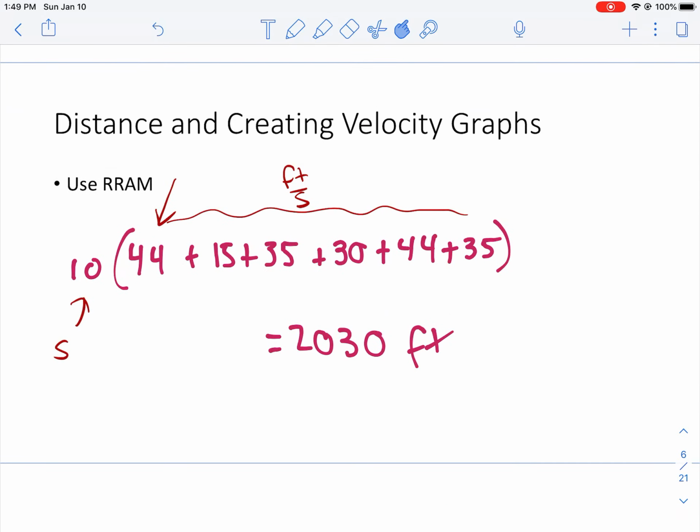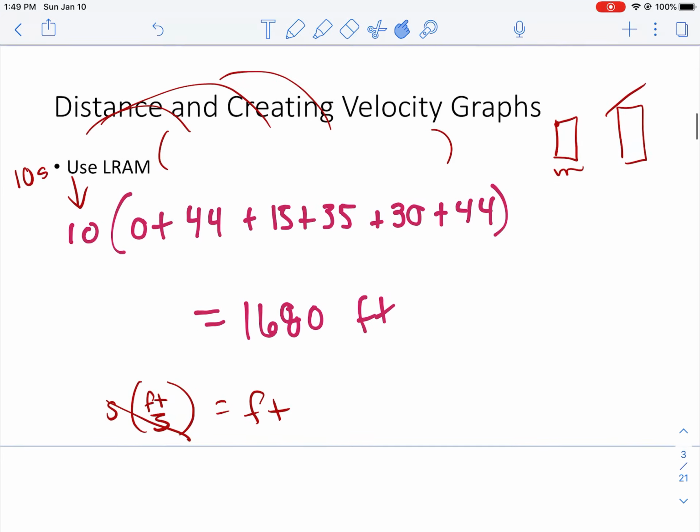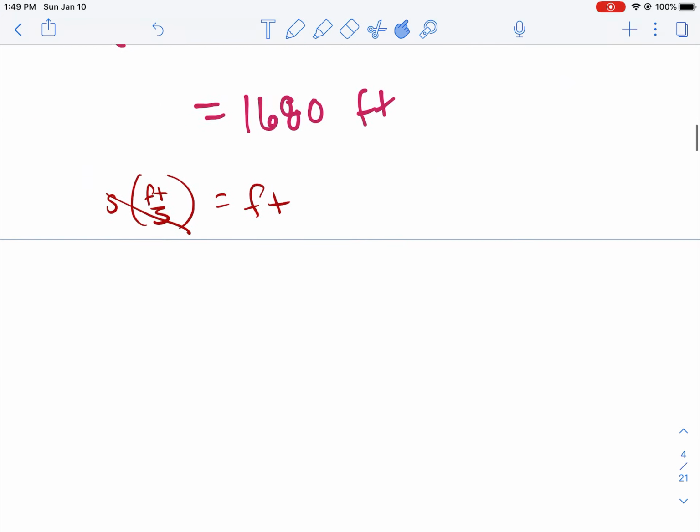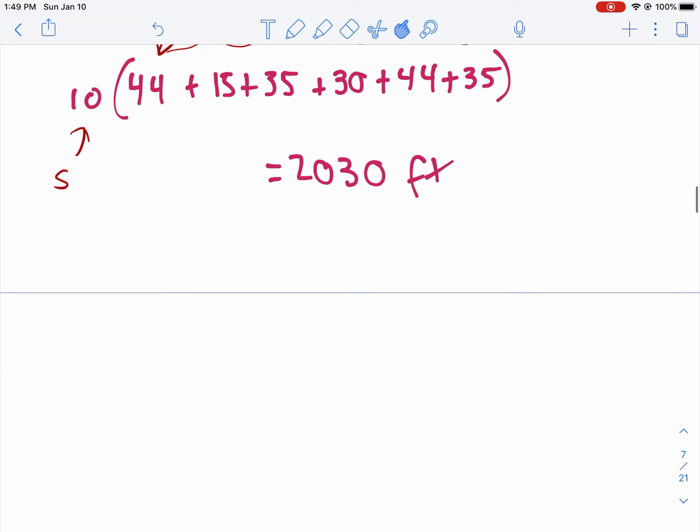And so I can see that my approximations are pretty different. Using RRAM, I'm estimating that I went 2,030 feet, and using LRAM, I'm estimating that I went 1,680 feet. Depending on the results, those differences can be significant depending on the estimation technique we use.